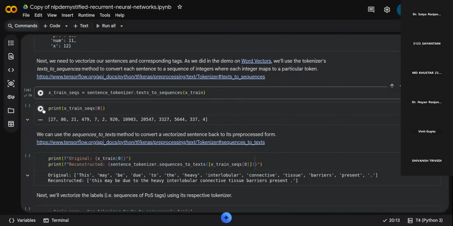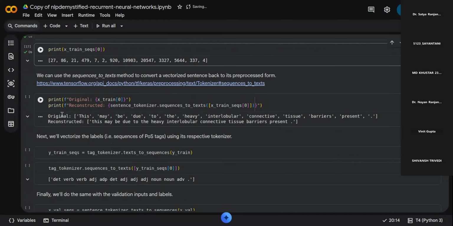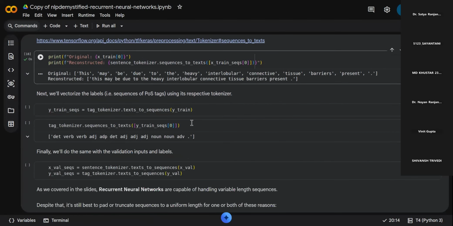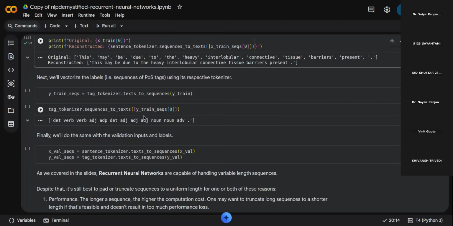Now this is done. If you want to see what sequence 0 is, these are the indexes for the first sentence. And if you want to see its original form, this is the original sentence and this is the reconstructed sentence. Now we have to apply the same thing on Y train also, meaning Y train needs to be converted into corresponding sequences. So text to sequence is applied here: determiner, verb, etc.